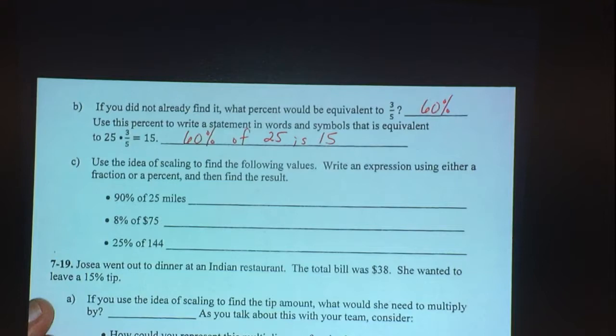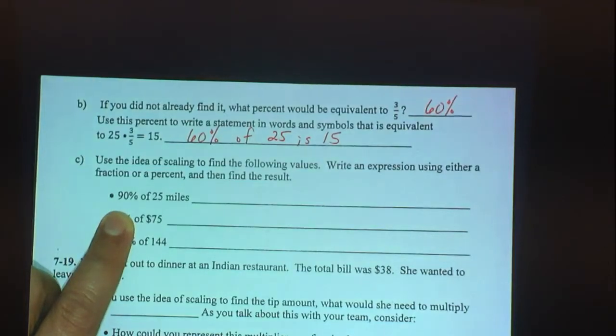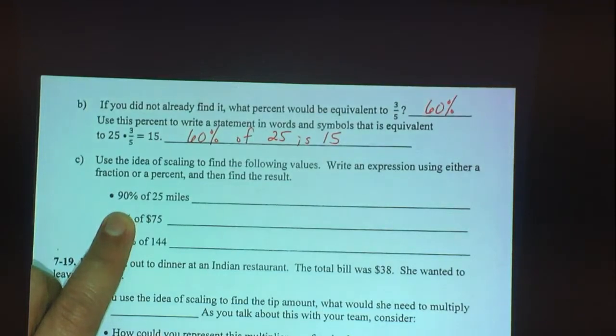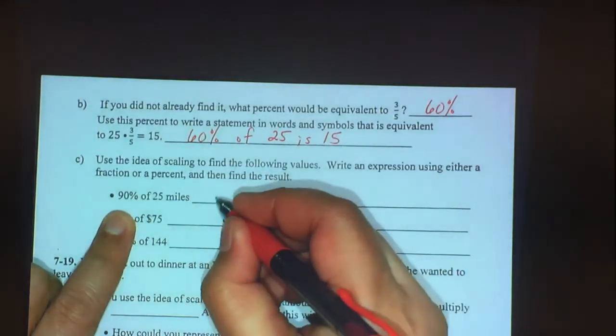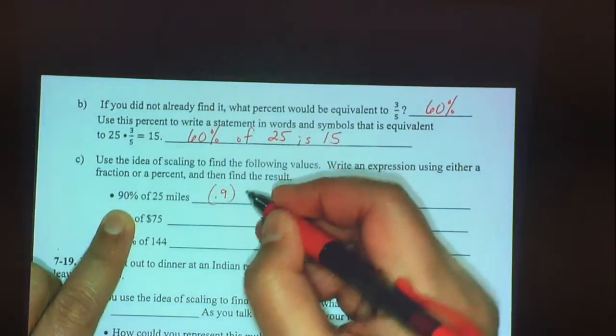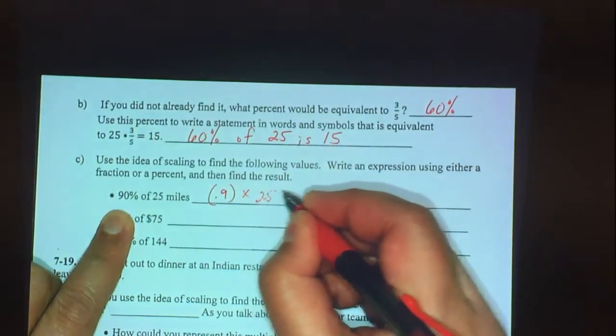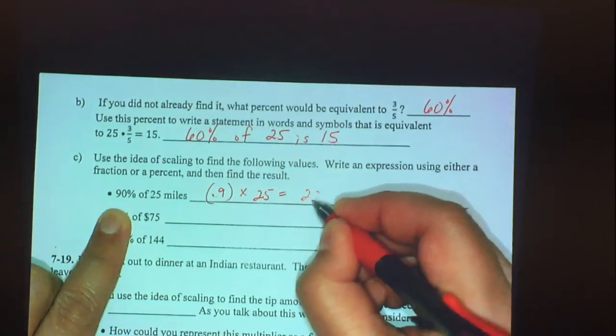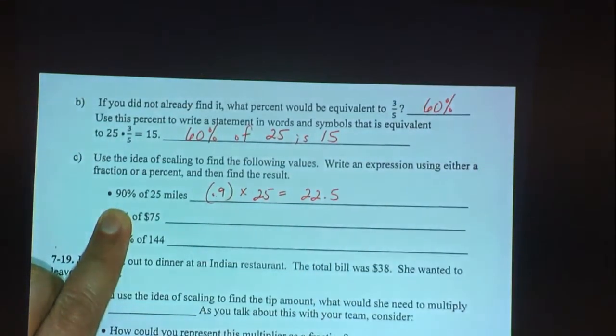Use the idea of scaling to find the following values. Write an expression using either a fraction or a percent. Then find the results. This one already gave it to you as a percent, so we probably want to use it as a fraction. But you know what I did? I did it easier. Let's change 90% to a decimal. What is that? 0.9. And then we're going to multiply that by 25. If you take 0.9 and multiply it by 25, you will get 22.5. You can check that on the calculator if you like.